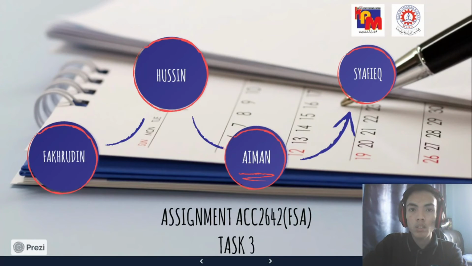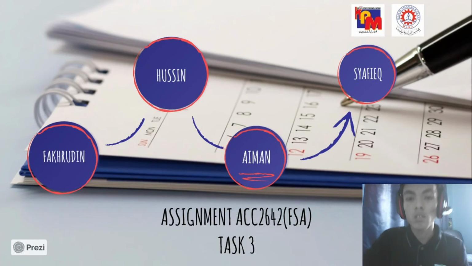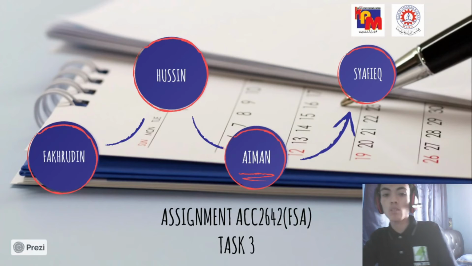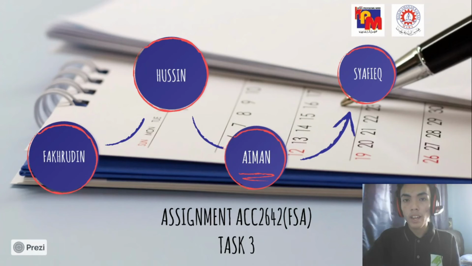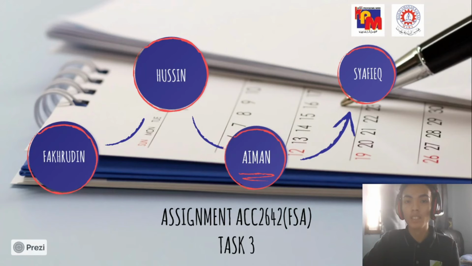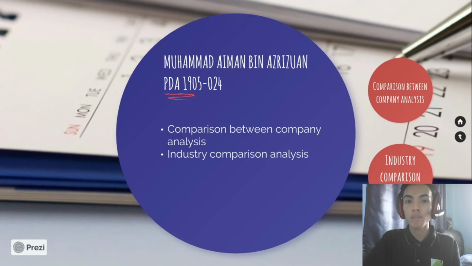Assalamualaikum warahmatullahi wabarakatuh. So now I'm going to present which company has the best performance between Lai Hong Berhad and Teoseng Capital Berhad, and also the comparison between our both companies' ratio analysis and industry average analysis. But before that, I'm going to introduce myself. My name is Muhammad Aiman bin Muhammad Azizwan, and my ID number is PDA 1905024.